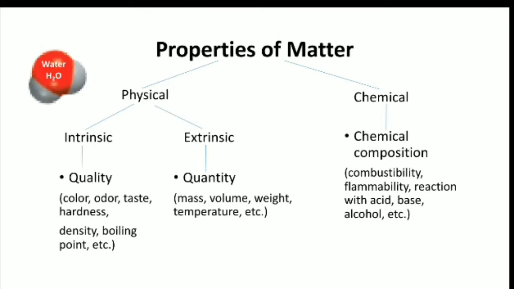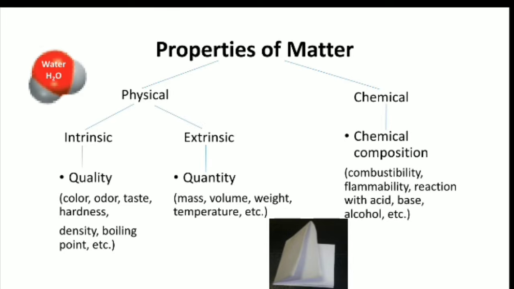Let's go to chemical properties. Chemical properties identify the chemical composition of the substance. For example, as a piece of paper burns, it exhibits combustibility. So combustibility is a chemical property. Once the paper has been burned, its chemical composition has been altered.